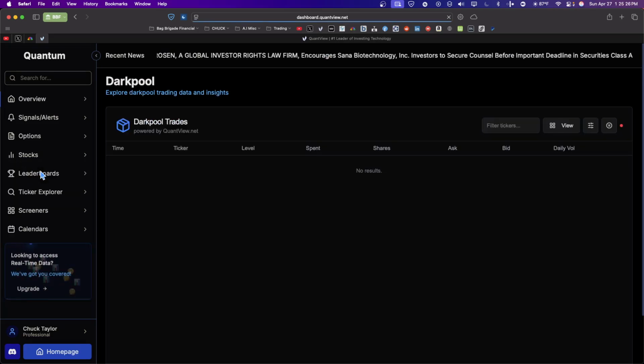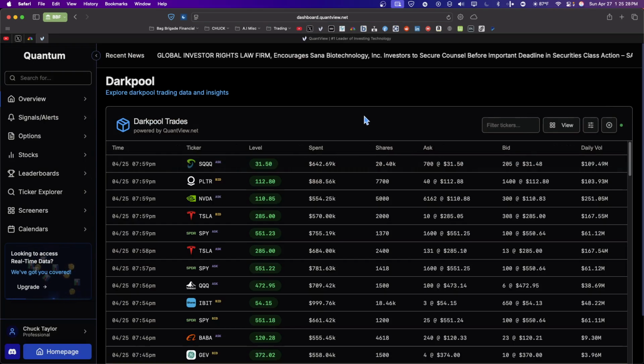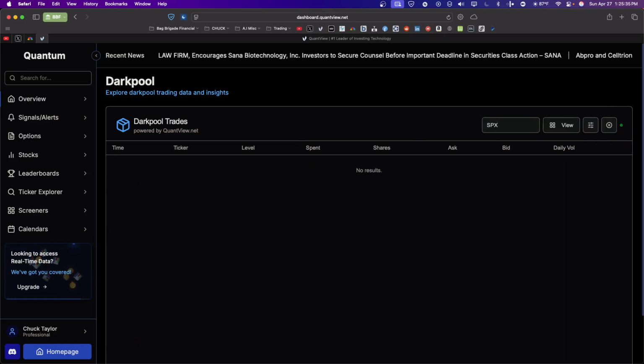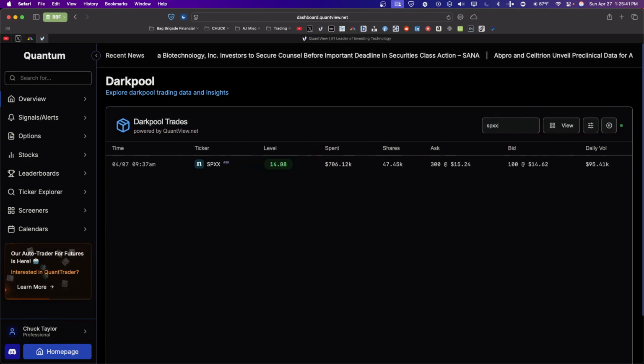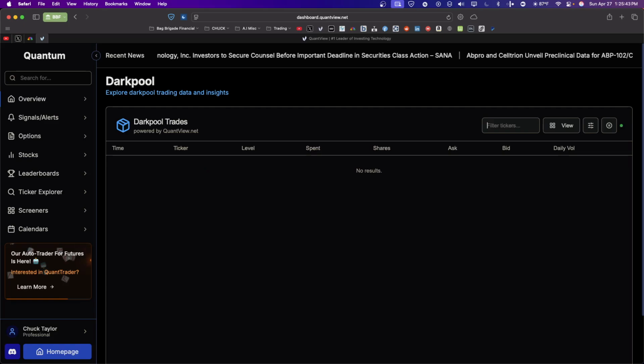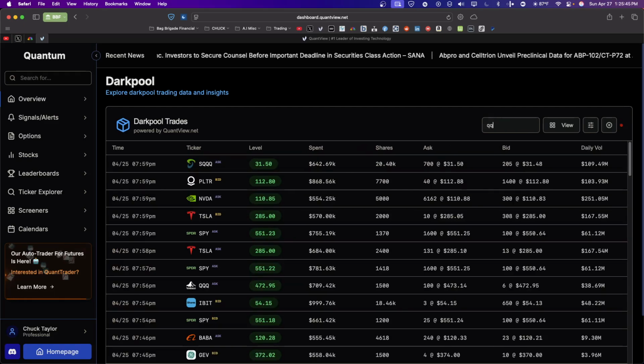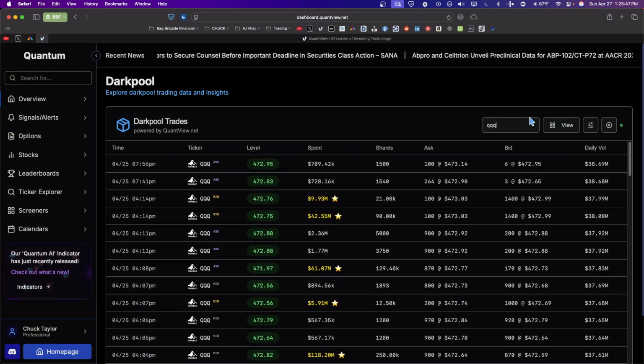Stocks, we got dark pool data. All right, so these are all just dark pool prints that they've caught. Again, filter it out. We can do SPX. Wait, oops, did I not do that right? SPX. Maybe QQQ. I don't know. There's your QQQ. All right, let's just look at Tesla. I don't care.